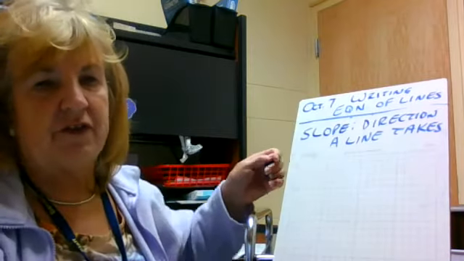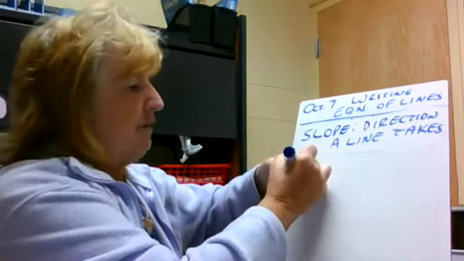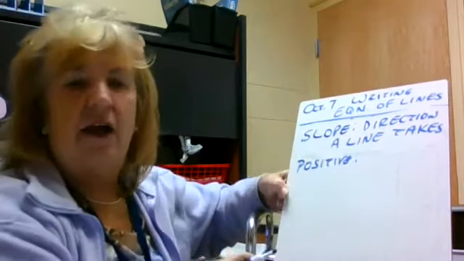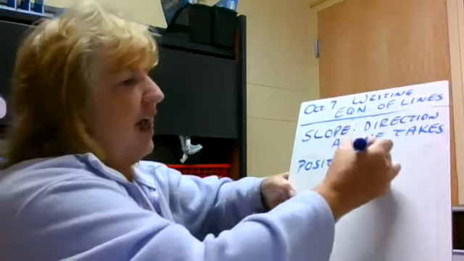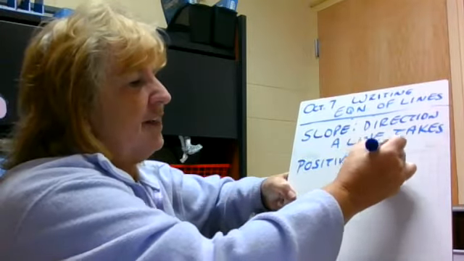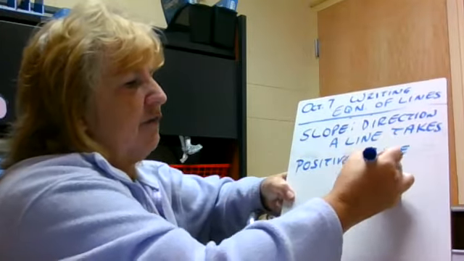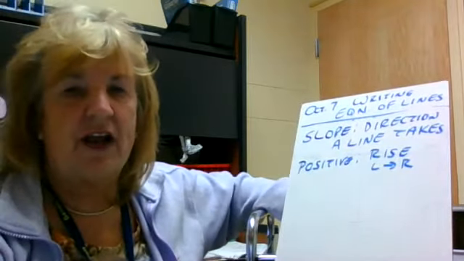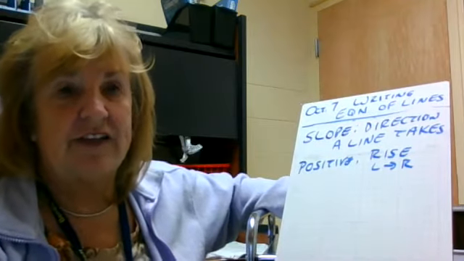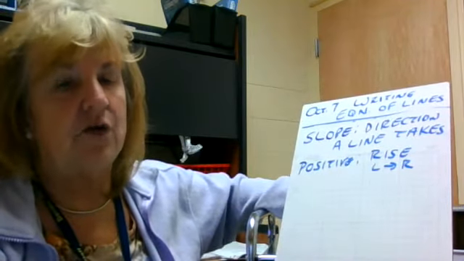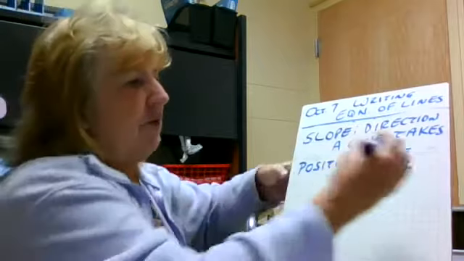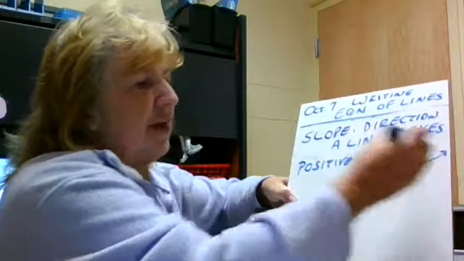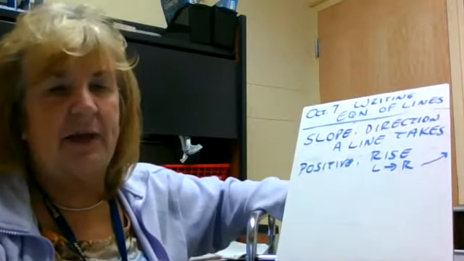We have four different slopes. We have positive slope. Positive slopes are lines that rise from left to right. We read from left to right, so we look at the lines as we move from left to right. If the line goes up as you move from left to right, so if I start here and I move up as I move to the right, then it's said to have a positive slope.